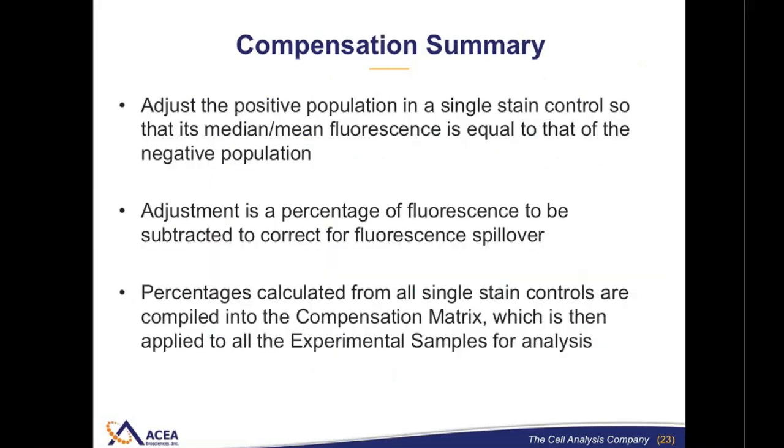So to summarize how to calculate compensation, we use single chain controls to measure and then adjust for spillover into other channels by making the median or mean fluorescence of the positive equal to the negative. The value we get in this adjustment is a percentage of fluorescence to be subtracted for that correction. Then the percentages calculated from looking at all the different single chain controls into all the other different channels are compiled into one compensation matrix, and then this is applied to the experimental samples for analysis.